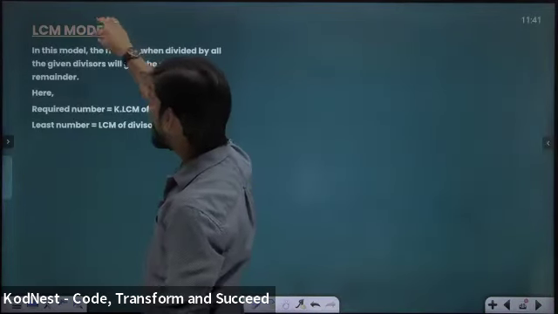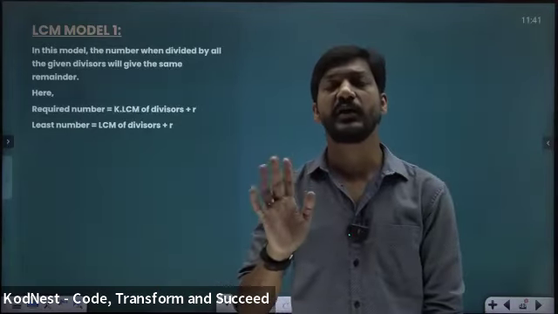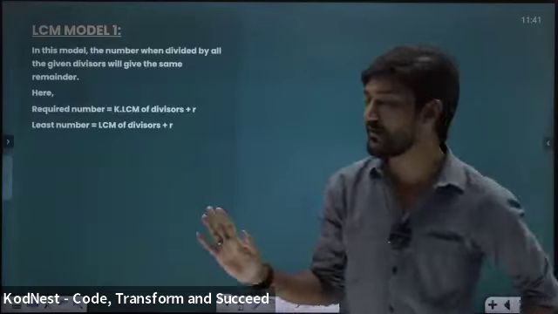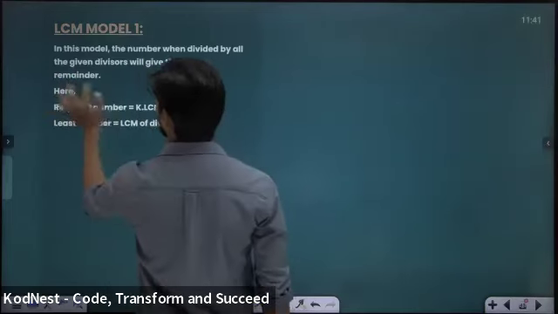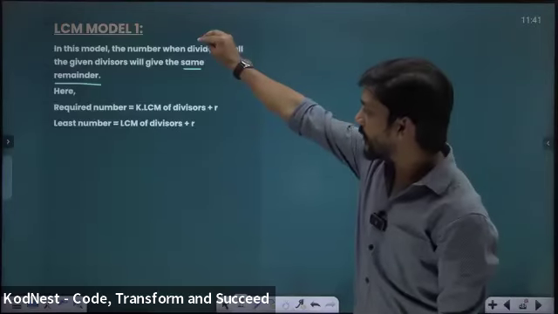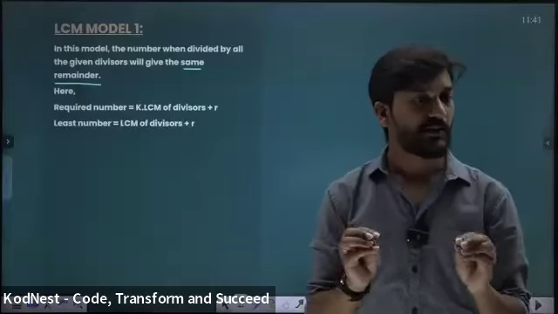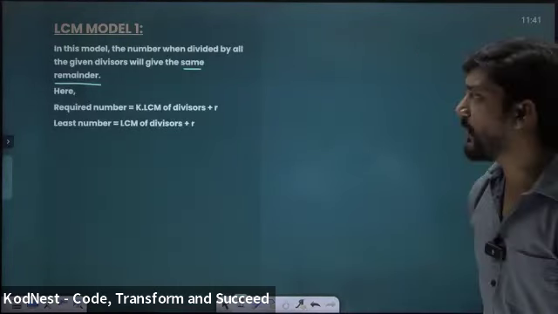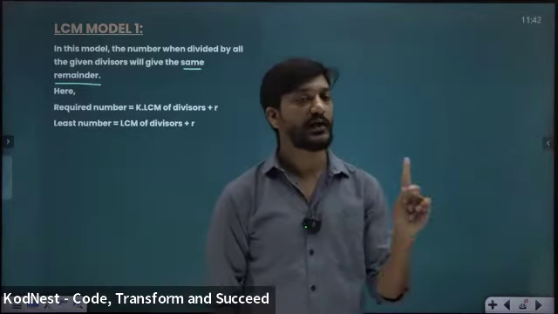In these models, in these questions, remainder will be given. Okay, again, not one divisor. Many divisors will be there. 2, 3, 4, 5, 6. If all the divisors give you the same remainder, same remainder, LCM model 1. If not, it is not LCM model 1. Very simple to kind of see. Is this point clear? Please answer. LCM model 1. How to identify? Just look at the remainder. If it is same for all, that is model number 1.